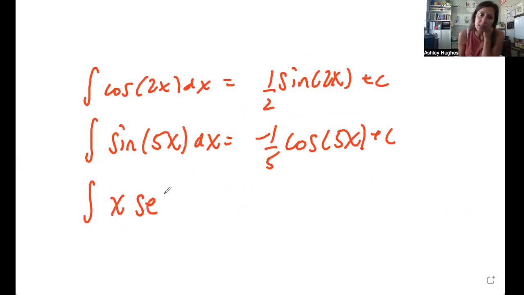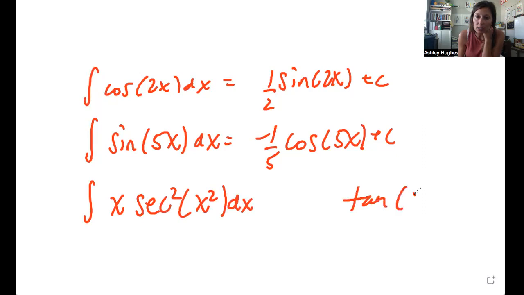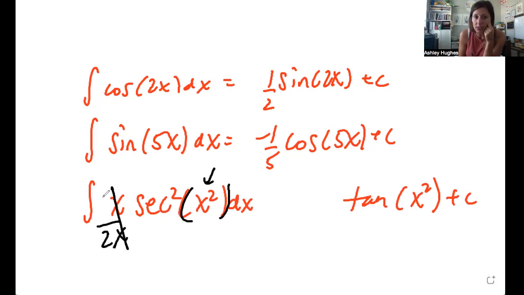So say I had something like this, secant squared x squared. Secant squared, I know, goes to tangent. I just have to figure out the coefficient. And the way you figure out the coefficient is you look in here and you divide by the derivative of this. The derivative of x squared is 2x. As long as the variables cancel, you know that this shortcut works. And so what's left in front here is 1/2.